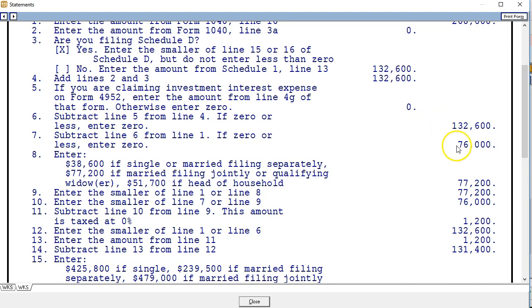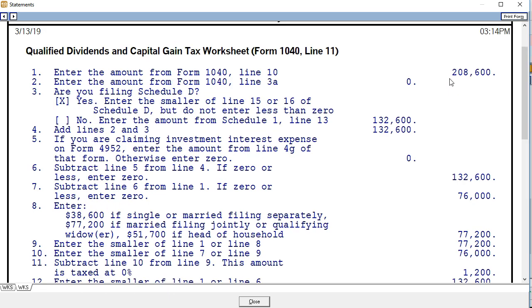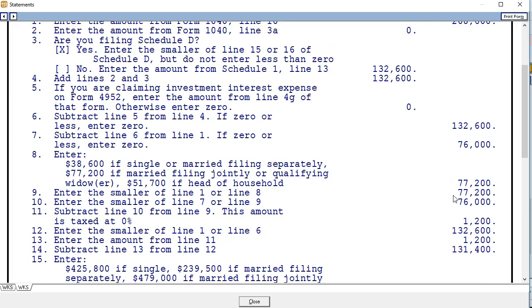If we scroll down to line 7, subtract line 6 from line 1. If 0 or less, enter 0. So in essence, we're taking the taxable income minus the amount on the Schedule D, and that's going to give us the 76. And then line 8 says enter 38.6 if single, 77.2 if married filing joint or qualified. So here's the 77.2. Line 9 says enter the smaller of line 1 or line 8. Line 11, it says subtract line 10 from line 9. This amount is taxed at 0.